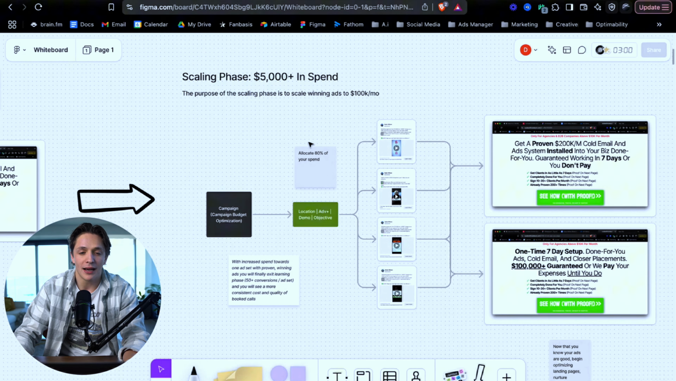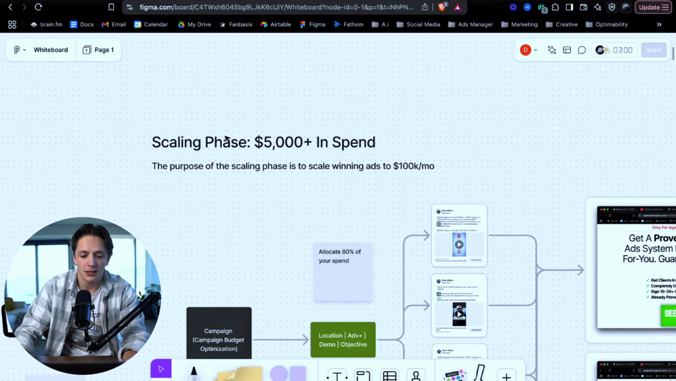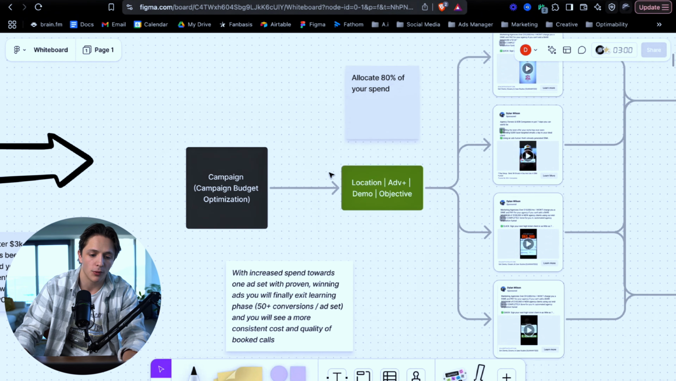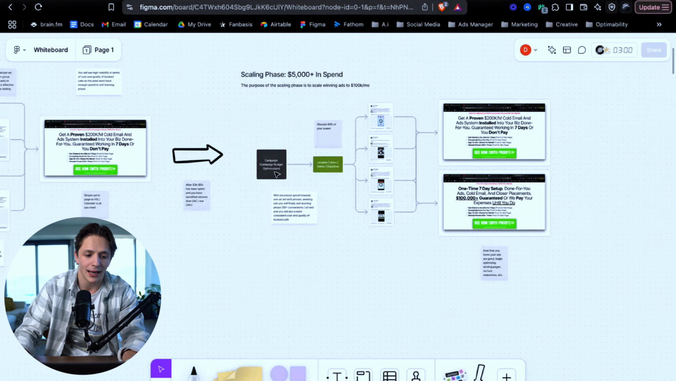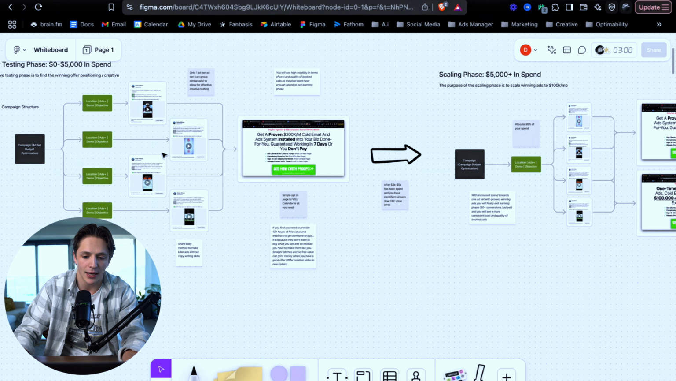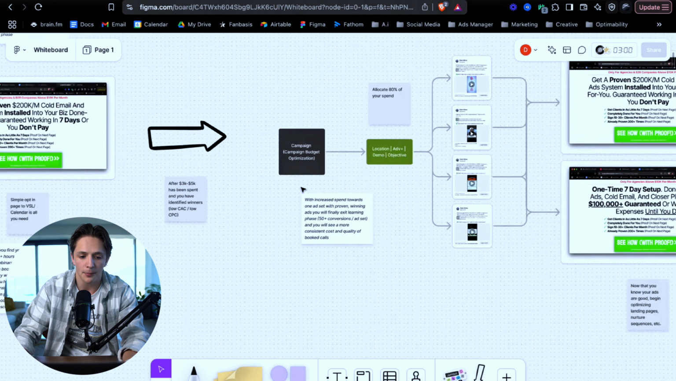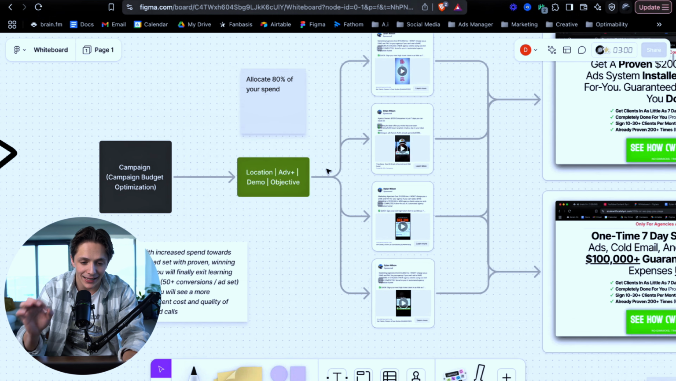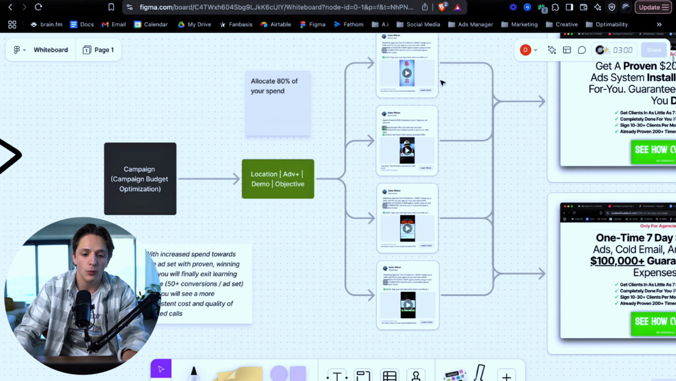Okay, so now that we're in the scaling phase, the purpose of the scaling phase is to scale winning ads to that golden $100,000 a month. So what we're going to do is take all of the winning ads. So let's say this ad was a winner and that ad was a winner and that ad was a winner, but this ad was a loser. In that case, you would take these 3 ads and put them into a new campaign. That campaign would be a campaign budget optimization setting, and you would put just 1 ad set in that campaign with all of the winning ads in there.